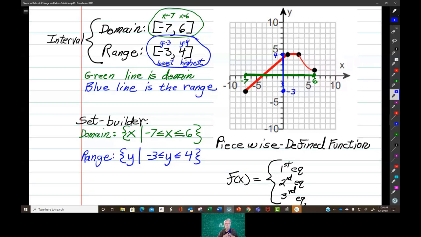More discussion. You'll use interval notation a lot more frequently than you use set builder, but you still got to be able to know how to play with them a little bit. This you'll use less than that. Let's see, did it ask us anything else? No.